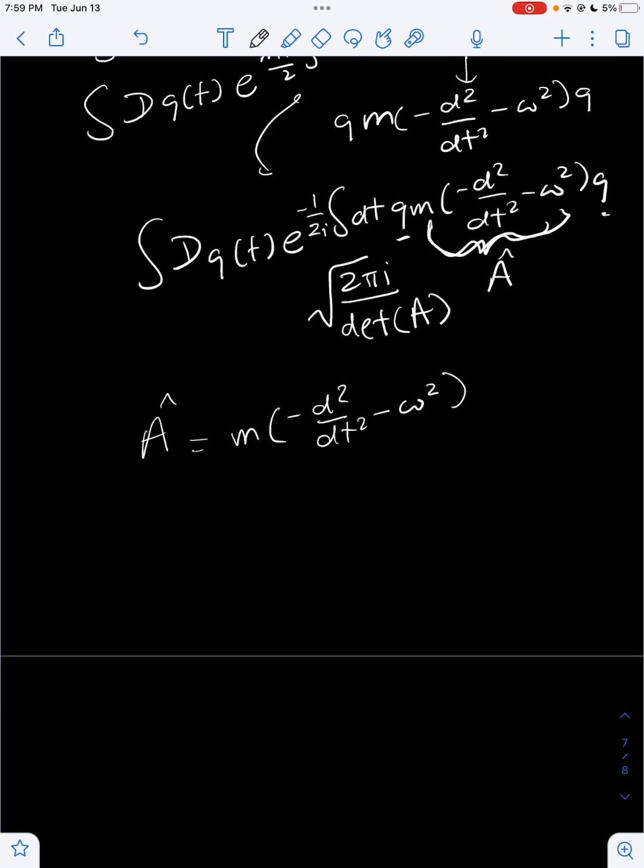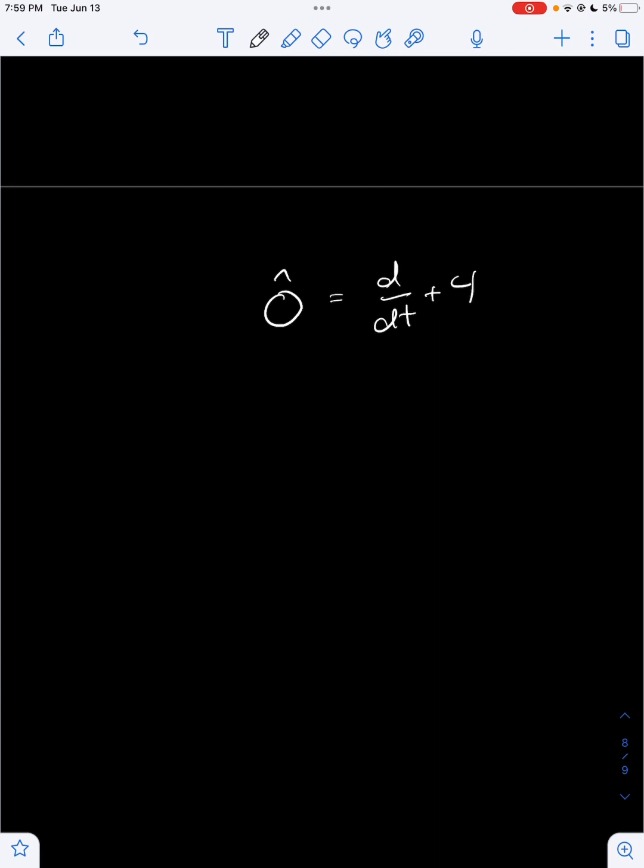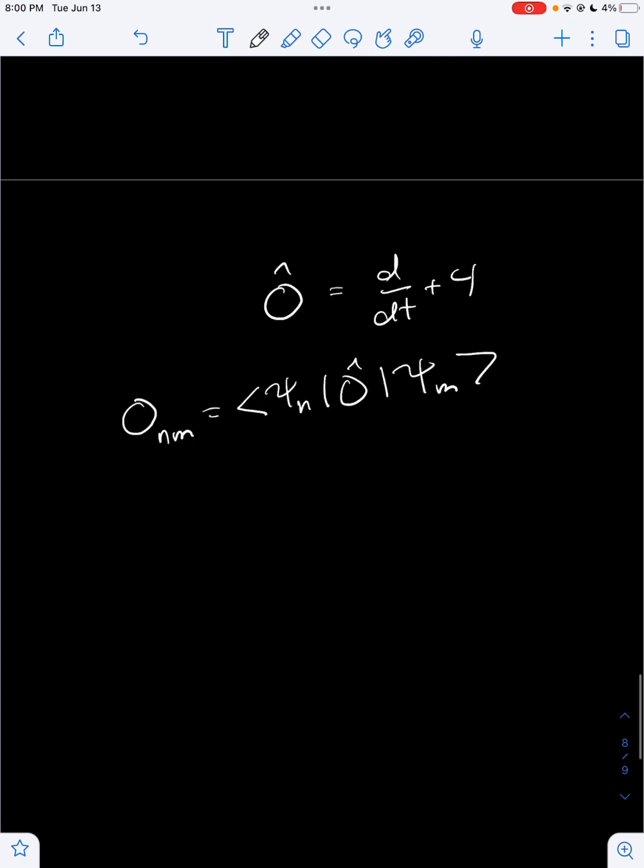And we can map operators to matrices. Just like, say we have some general operator, let's call it O, all right? And O is, say, d over dt plus 4. We can actually represent O as a matrix. And to do that, we can write that O_nm is equal to the inner product of psi n with O sandwiched, acting on psi m, where psi n and psi m are orthonormal functions that are eigenstates of O.